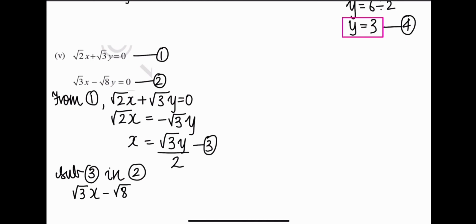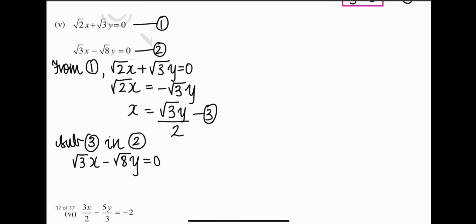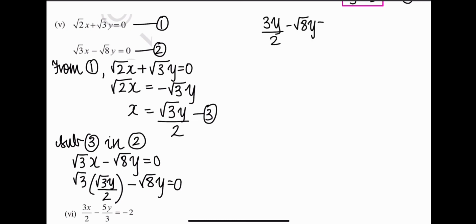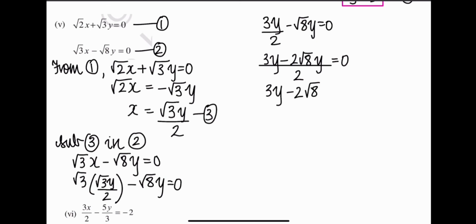Now once we substitute the value of x in the second equation, we get root 3 into root 3y by 2 minus root 8y. Now we know root 3 into root 3 gives us 3, and 3y by 2 minus root 8 is equal to 0. Let's take the LCM, which is 2. Here you'll observe when we take 2 to the other side, 0 into 2 gives us 2.